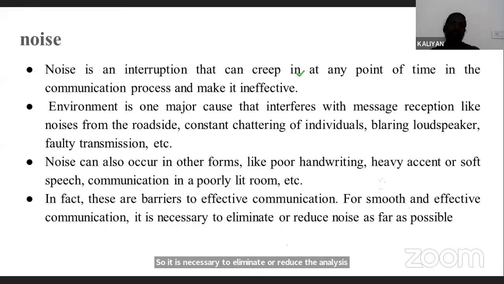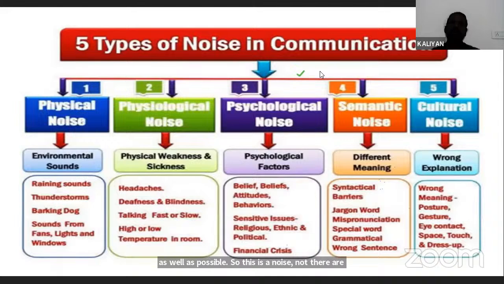Now there are different types of noises. There are 5 types of noises in communication: physical noise, physiological noise, psychological noise, semantic noise, and cultural noise. Physical means environmental sounds like rain, thunderstorms, a barking dog, sound from a fan, light, and window. So these are the physical noise.